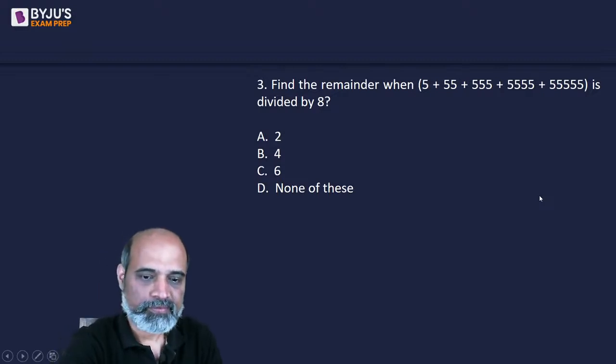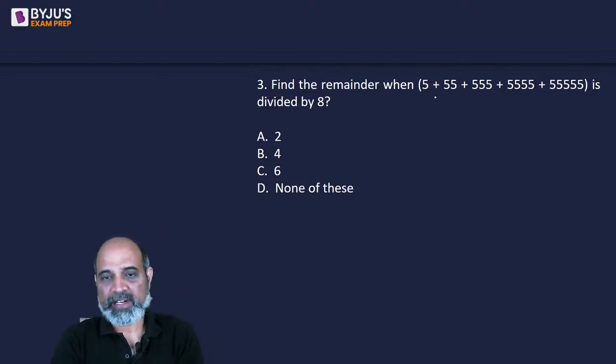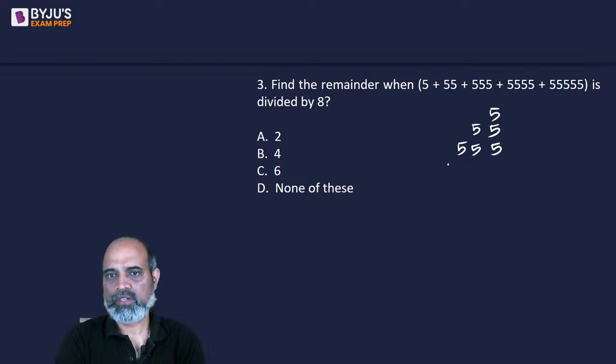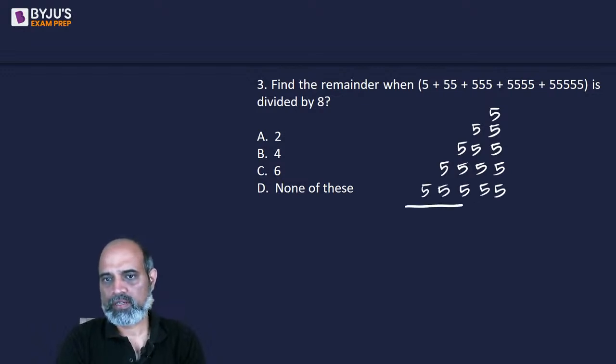Okay, next. Find the remainder when 5 plus 55 plus 555 plus 4 times 5 plus 5 times 5 is divided by 8. So divisibility rule of 8 is last 3 digits, right? So what will we do? Only last 3 digits we need. Okay. So even though I'm writing down all the digits, I will only be calculating the last 3.